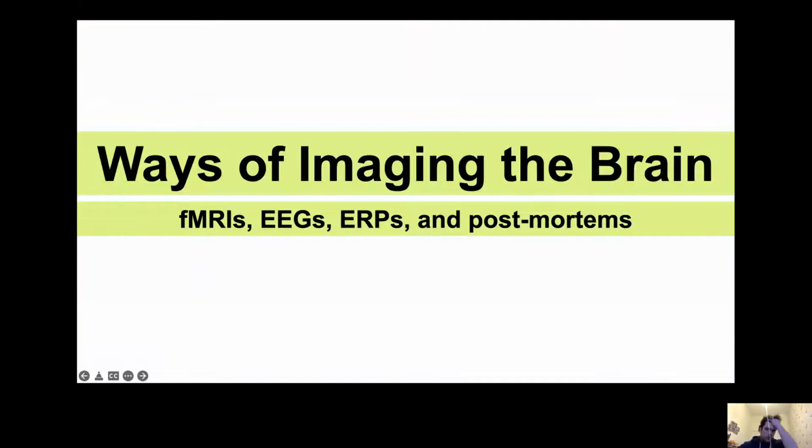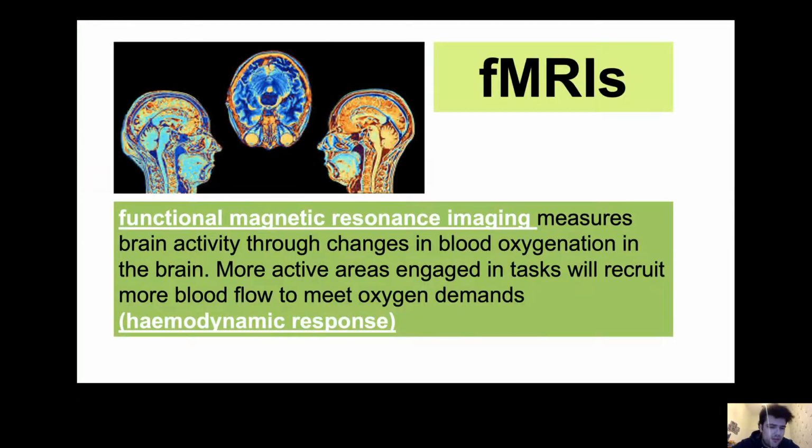So there's four ways of imaging the brain you need to know. fMRIs, EEGs, ERPs, and postmortems, which is a lot of letters that probably don't mean too much, but we'll go through each of them in turn. fMRIs, functional magnetic resonance imaging, not to be confused with sMRIs, which is structural magnetic resonance imaging, but functional is the clue. We're looking at brain function, brain activity. We're not looking at the structure of the brain. We're looking at what it's doing, its actual activity.